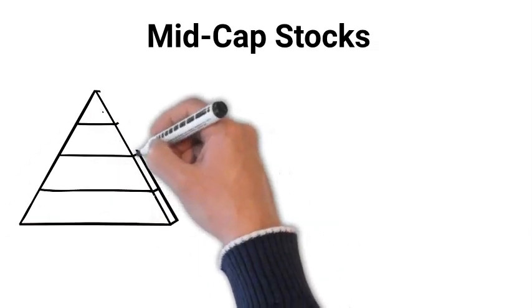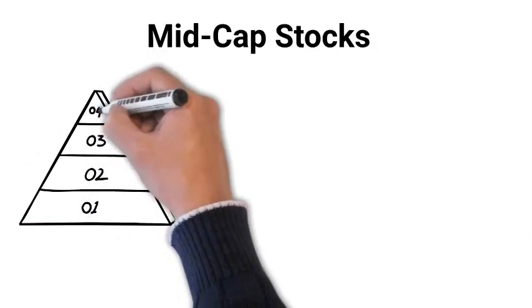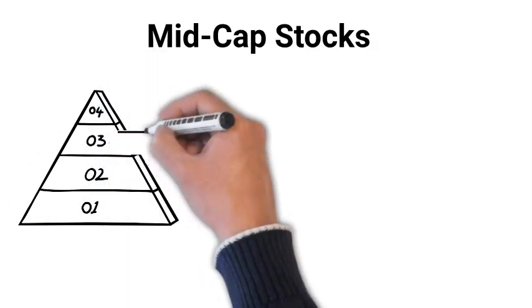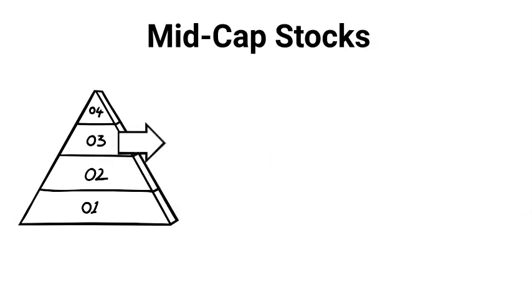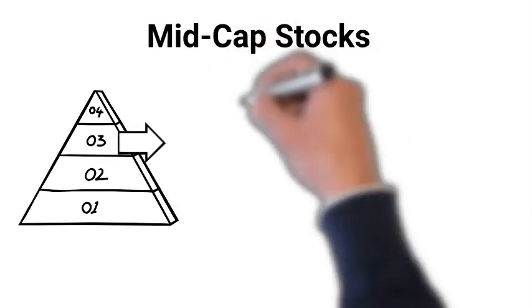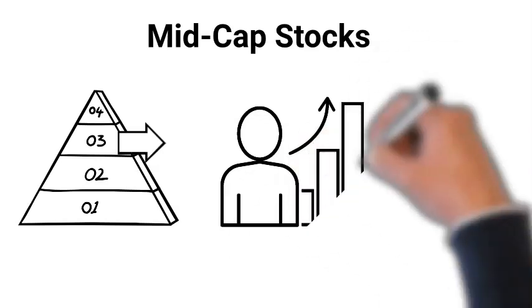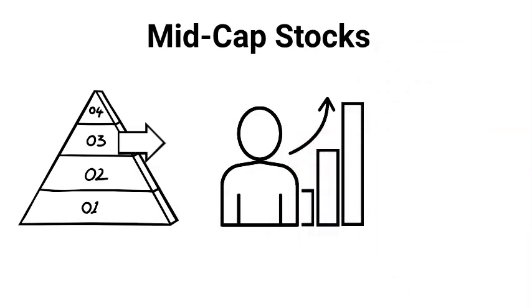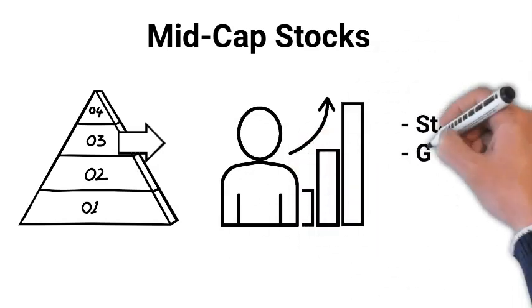Stocks with a market cap ranking of above 101 but less than 251 are categorized as mid-cap stocks. Generally, mid-cap stock prices are more stable than small-cap stocks. Companies that have established themselves and have steady growth potential are usually found in this category.